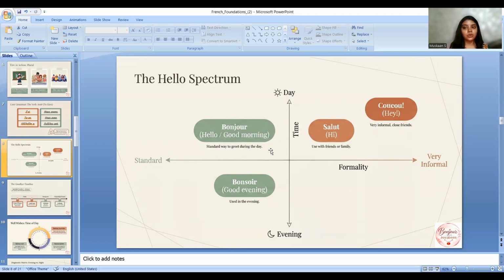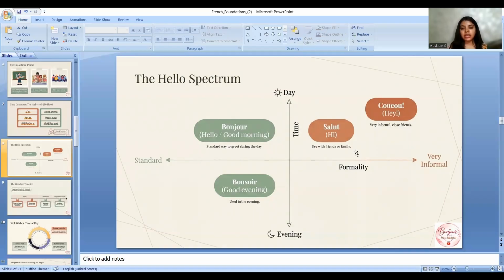So first is bonjour. Bonjour means hello and good morning, and it is a formal way of greeting someone. Hello in the formal way, like if you are talking to someone in a professional way, or you are talking to someone who is older than you, then you will be using bonjour.